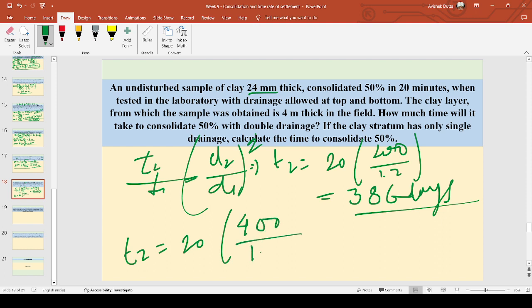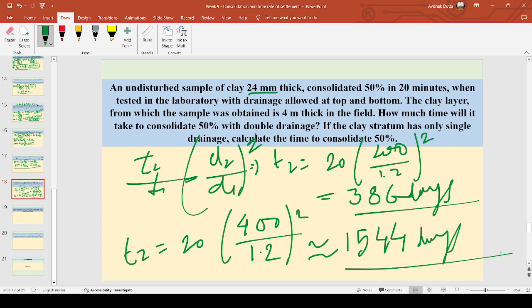The same thing goes for the laboratory case, because it was 24 mm thick, and in the laboratory it was tested with double drainage. 400 by 1.2, I'm sorry, this is whole square. This is also whole square. Convert into days, you will get approximately 1544 days.